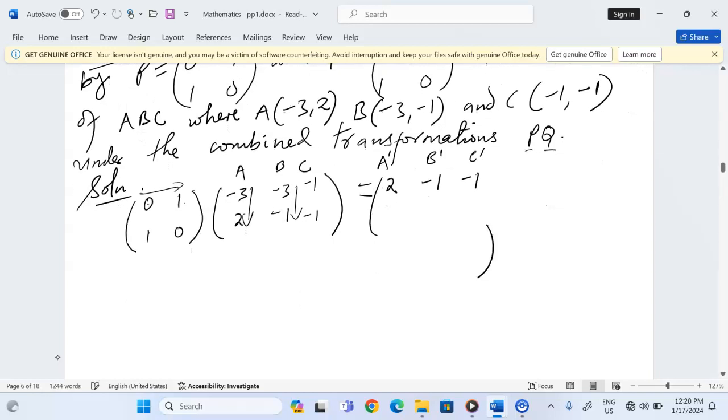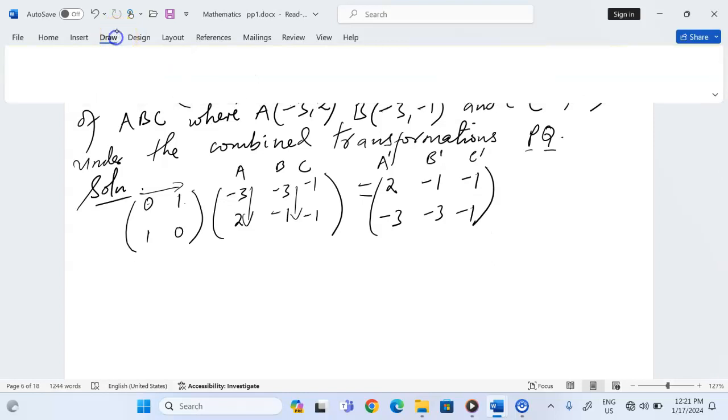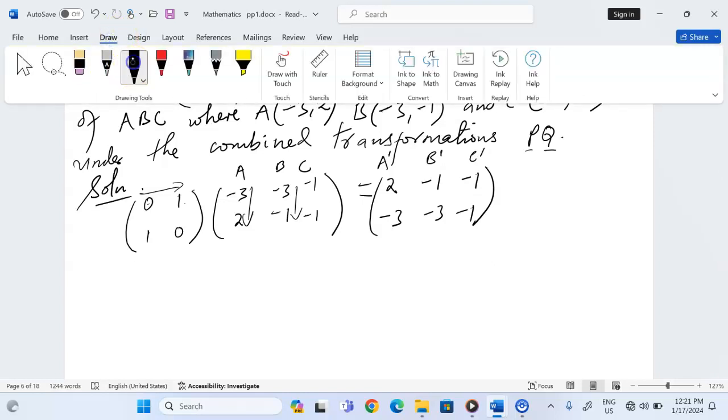The next elements are going to be, we start with 1 by -3 and 0 by 2. So that becomes -3, just the way it is. The next is going to be 1 by -3 and 0 by -1. So we get -3. The next one is going to be 1 by -1 and 0 by -1. So we get a -1. So that is the first image.